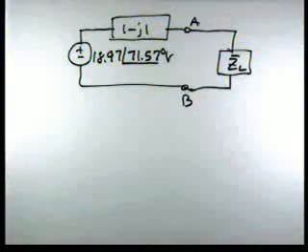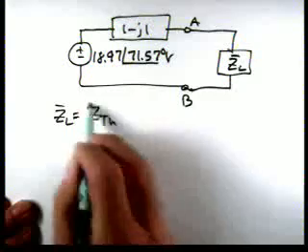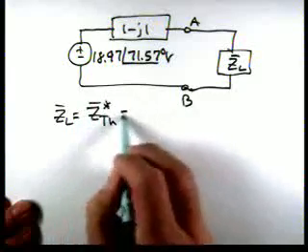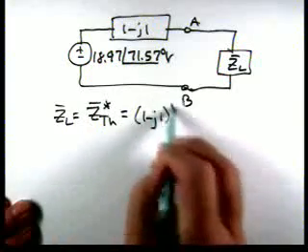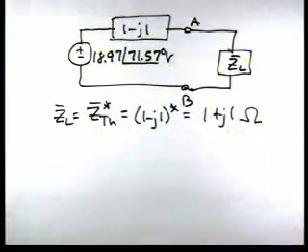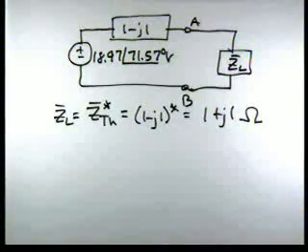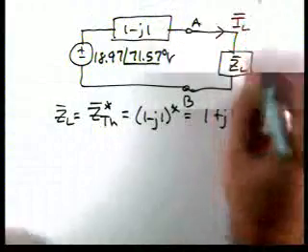Now step 3 says select ZL equal to Z Thevenin conjugate, which means we have 1 minus J1 conjugate, which is 1 plus J1. Now let's calculate our current IL.